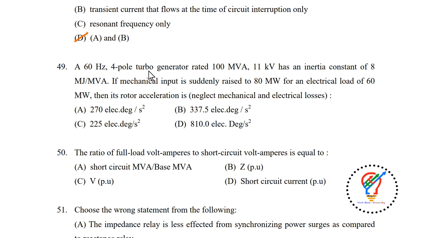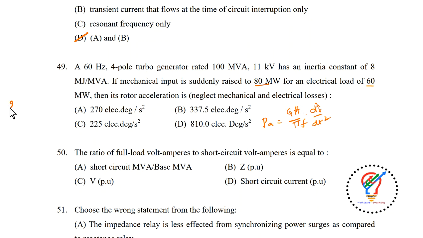A 60 Hz 4-pole turbo generator rated 1000 MVA, 11 kV has an inertia constant of 8 megajoules per MVA. The mechanical input is suddenly raised from 80 megawatts for an electrical load of 60 megawatts. Then the rotor acceleration is, neglecting the mechanical and electrical losses, the accelerating power Pa is equal to GH by pi F into d square delta by dt square. So what is accelerating power? It's the difference between these two.